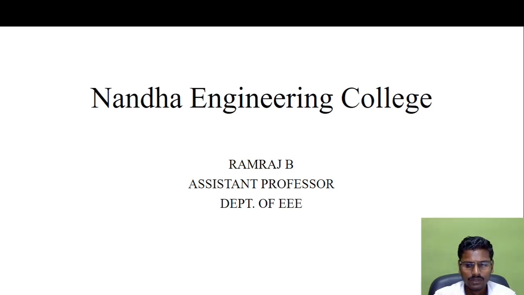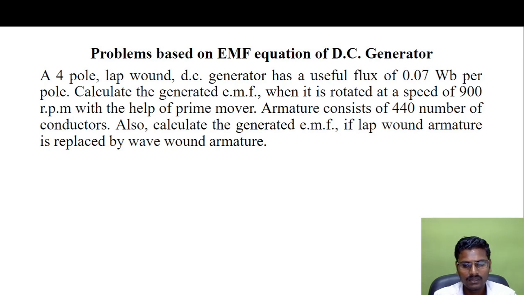Hi everyone. Today in this video we are going to solve a problem based on the EMF equation of a DC generator, right? The EMF equation of a DC generator is EG is equal to ϕPNZ divided by 60A. This is the generated EMF equation of a DC generator. We are going to solve a problem related to this expression along with these parameters.